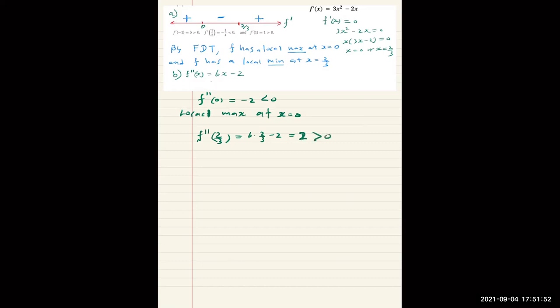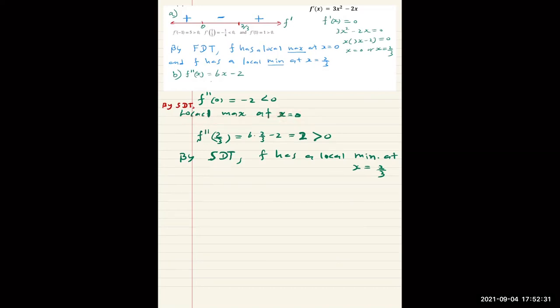That means again by the second derivative test, f has a local minimum at x is equal to 2 over 3. Okay, and here also you may write, by second derivative test, local maximum is at x is equal to 0.